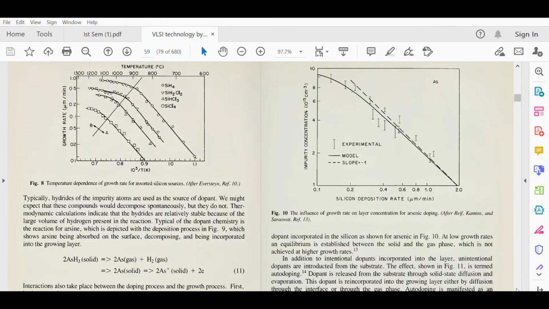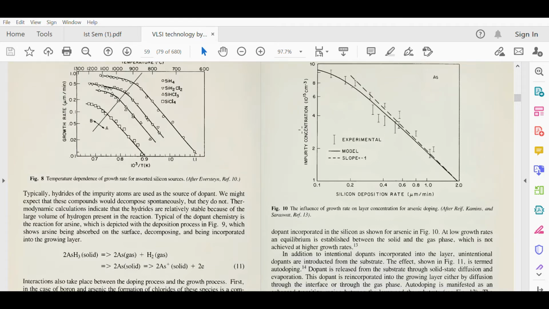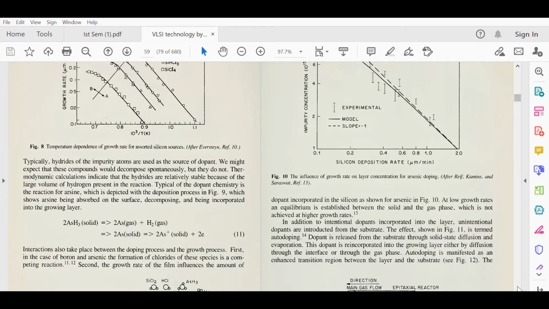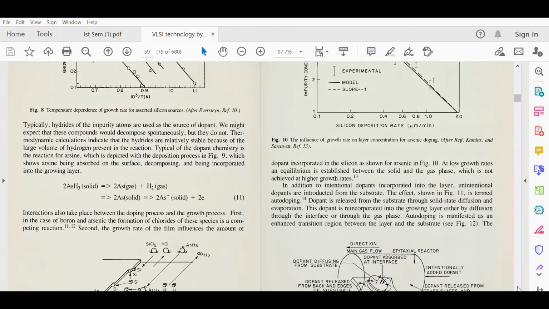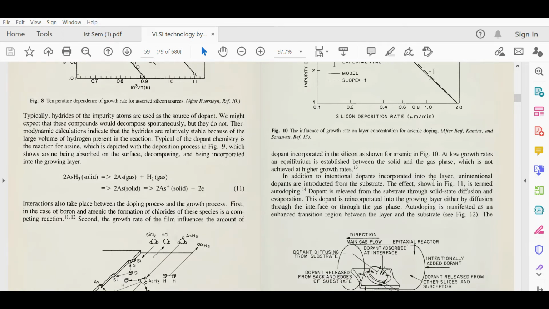Okay, we have just gone back and come to the page that we are discussing. So this is the growth rate, you can say the silicon deposition rate, and it is decreasing. At point 1 the deposition rate is highest, at 2.0 the deposition rate is lower. So the silicon deposition rate, in micrometer per minute, is decreasing with respect to the impurity concentration. If your impurity concentration is high, then the deposition rate is high also, and if it is low, then the deposition rate also goes low.